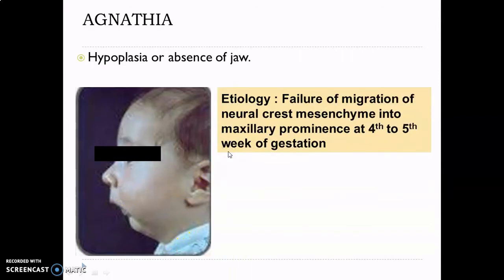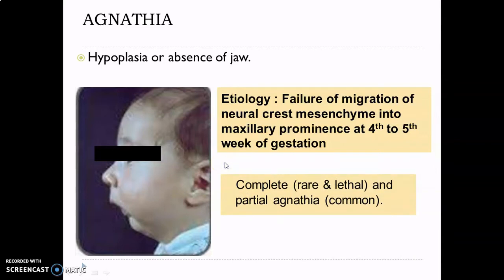This is usually due to failure of migration of neural crest mesenchyme into the maxillary prominence at the 4th to 5th week of gestation. We all know neural crest cells are the ones contributing to the development of connective tissue of head and neck. So if there is failure of migration of neural crest cells into the head and neck region at a very early stage of development, it will result in agnathia.